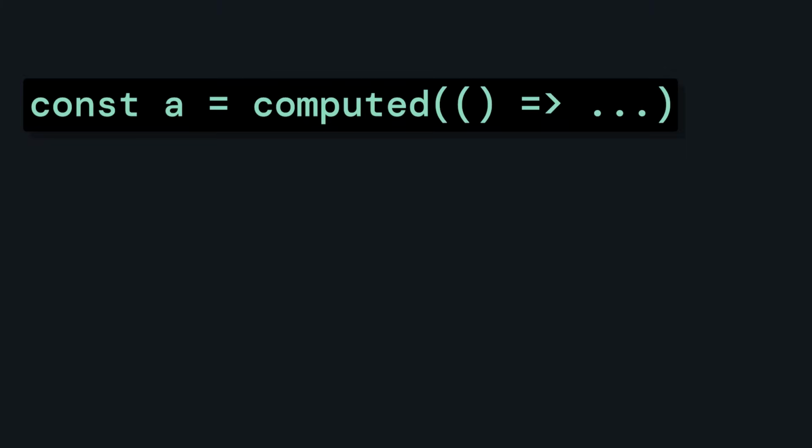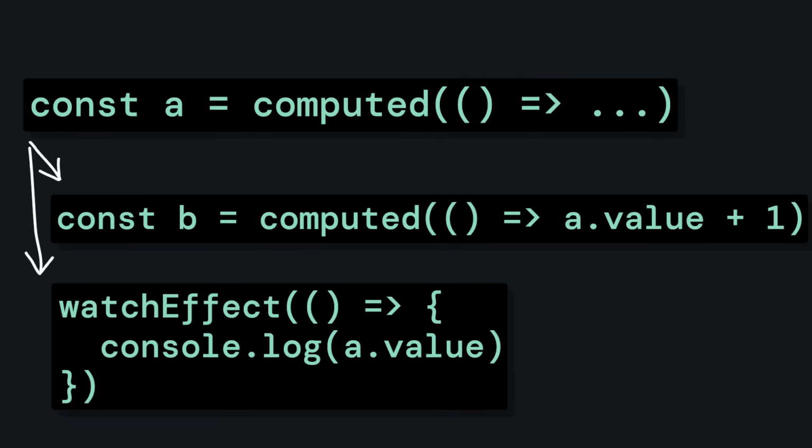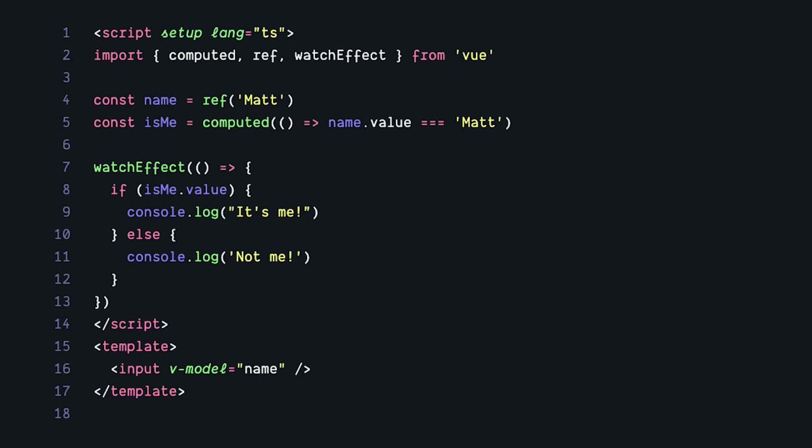Next, there are some changes to how Vue approaches reactivity. Previously, if a computed value had to recalculate, anything depending on that computed would also have to run. Another computed or an effect, for example. Let's take a look at this in code. Let's say we have a ref called name, a computed property that checks if the name is my name, and then a watch effect that prints to the console depending on if it's me or not.